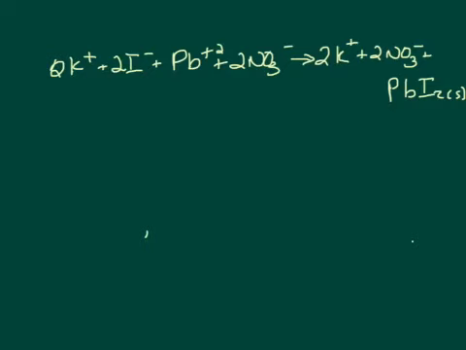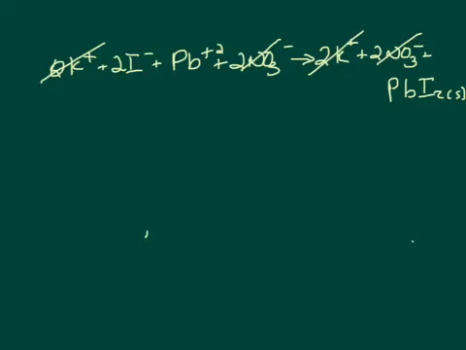So I have potassium ions on this side of the equation and potassium ions on this side of the equation. Neither of them changed forms from reactant to product, so they didn't take part in the reaction. They're spectator ions. Same thing with the nitrates. I have 2 nitrates here on the reactant side. I have 2 nitrates on the product side. Again, spectators did not actually take part in the reaction.